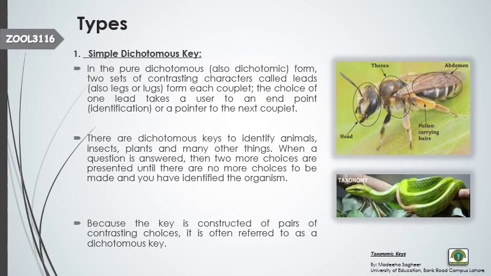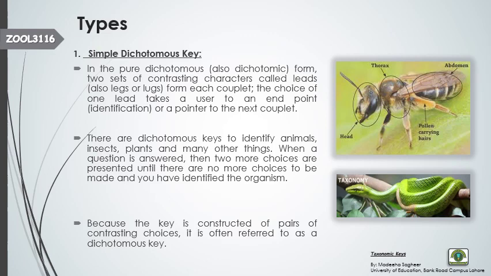Okay, now the types of the taxonomic keys. As I told you, today we're going to talk about the dichotomous key. First of all, we will talk about the simple dichotomous key. Again, the word dichotomous has been derived from the Greek words di, meaning two, and tom, meaning cutting. So dichotomous means divided into two parts. Why do we call it a dichotomous key? Because we have two choices, or a pair of contrasting choices. That's why this key is known as the dichotomous key.